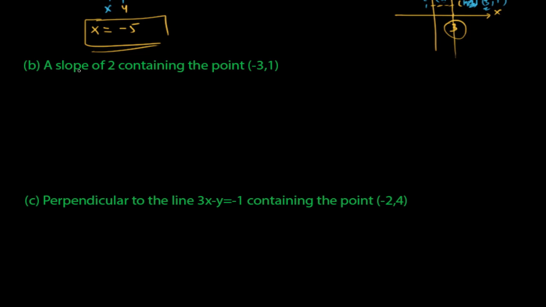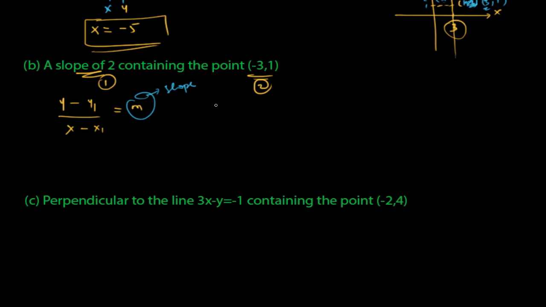Now what we're told to do here is find the equation of a line that has a slope of 2. So this is the first information, and then it passes through the point -3, 1. This is the second information. Now you recall, I think we did this in previous videos, that the general form of the equation of a line is y minus y1 divided by x minus x1 equals m, where m is the slope, and x1 and y1 are the x and y coordinates of the point which the line passes through.